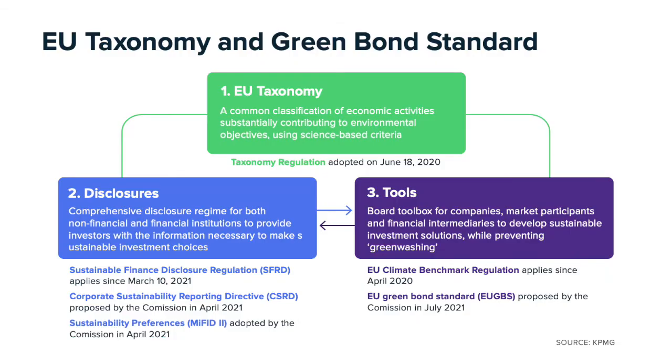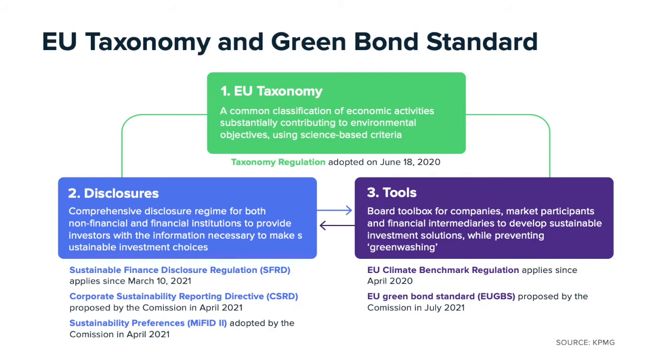So how is the taxonomy related to the EU Green Bond standard, and how is it all connected? It's sometimes a little bit unclear. EU taxonomy is essentially a classification system of economic activities that can contribute to different environmental objectives. It is based on technical screening criteria. Yes, I'm sure you know that.